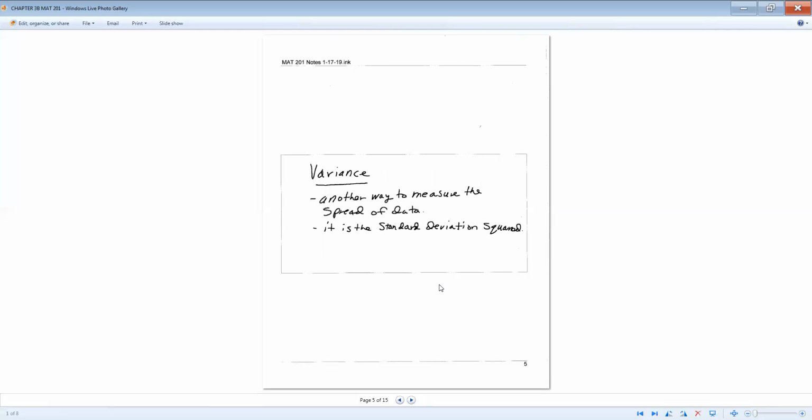Variance, another way to measure the spread of data, is just the standard deviation squared. So make sure, once again, you have something that's reliable that can calculate that.